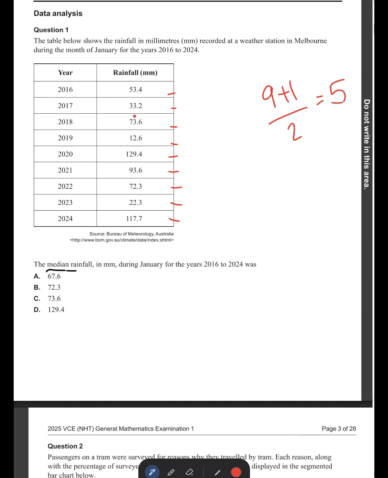So we're looking for the 5th highest rainfall there for median. So I'm just going to cross off the lowest, then the next, and so on until I get to the 5th one. 4, and so this is the 5th, so 72.3. Now you can put that into your CAS if you want to, but it might be more time consuming to enter the data than to just count up.